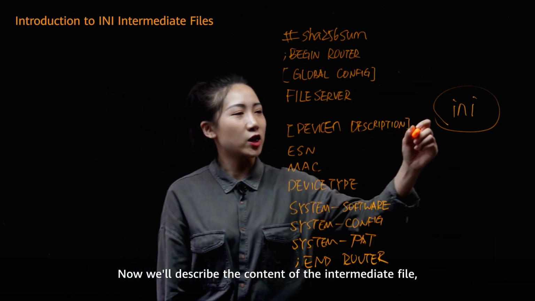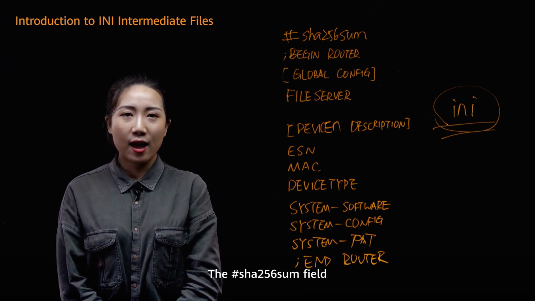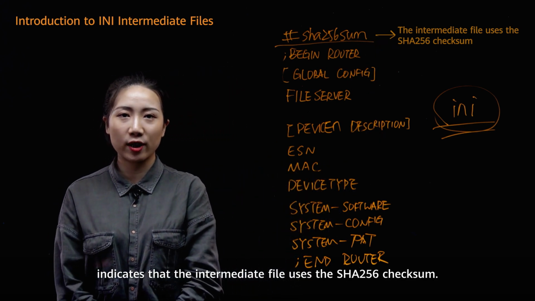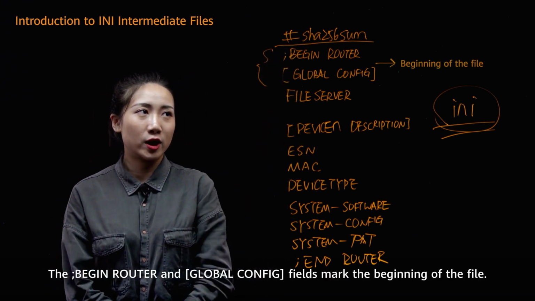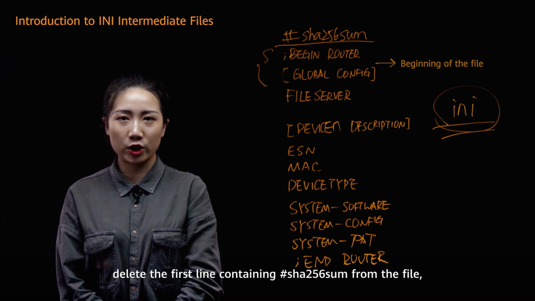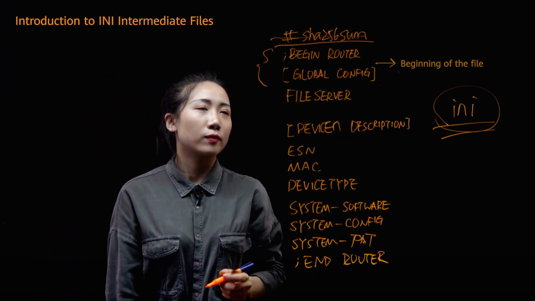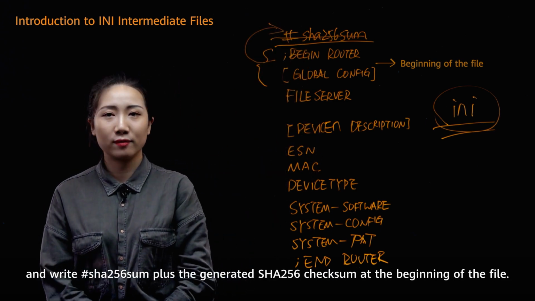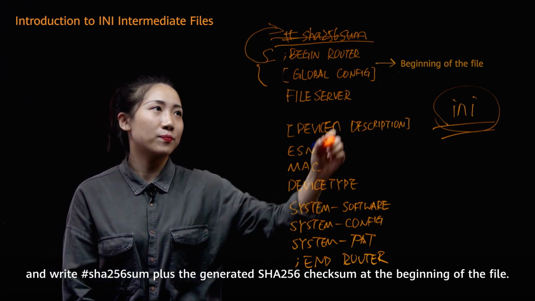Now, we'll describe the content of the intermediate file using the .ini format as an example. The #SHA-256 sum field indicates that the intermediate file uses the SHA-256 checksum. The begin router and global config fields mark the beginning of the file. Delete the first line containing #SHA-256 sum from the file, move the following Part 1 line above, and write #SHA-256 sum plus the generated SHA-256 checksum at the beginning of the file.